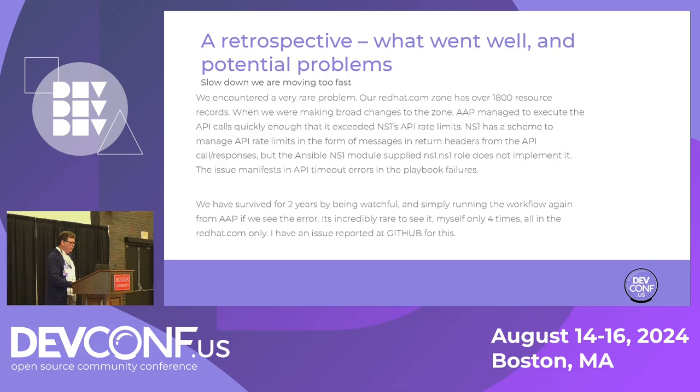There's only another issue we did encounter when I migrated the redhat.com zone, which has 1,800 records in it. I had to create the inventory all at once. And when our automation ran the CI/CD and triggered the workflow, it managed to run quickly enough as to exceed NS1's rate limits for API calls. It's only happened four times, and it was me who did it and observed it. It manifested as a really simple error. So it's not been a huge issue.